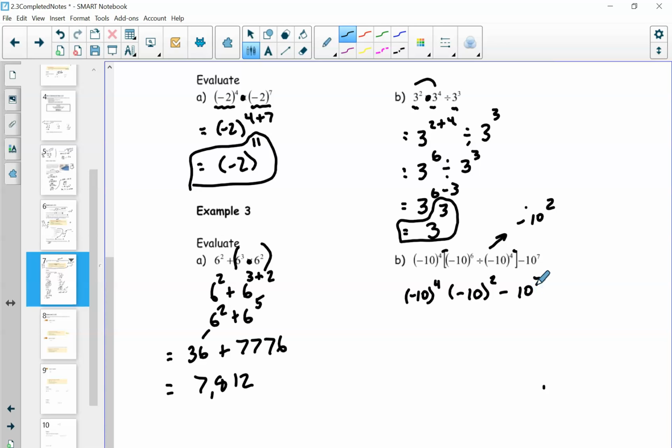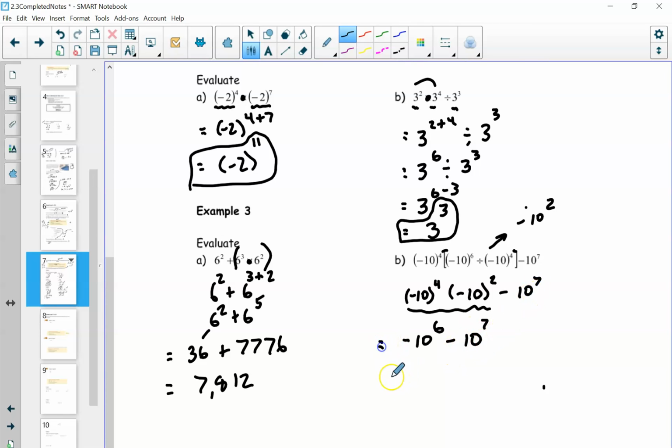So now we're in a situation where we've got multiplication, right? There's multiplication right here, so we have to do that before the subtraction. So that's negative 10, and then we know with multiplication we can just add the powers. So that's negative 10 to the power of 6 minus 10 to the power of 7. Now it's important to note that the 7 is just touching the 10. It's not touching the negative and the 10. Okay, there's no brackets there.